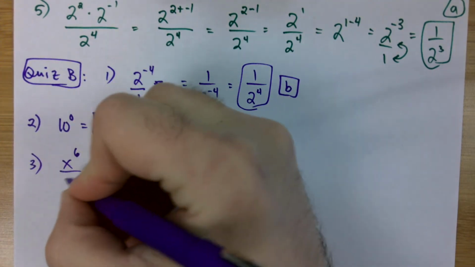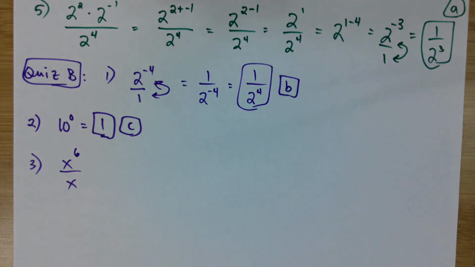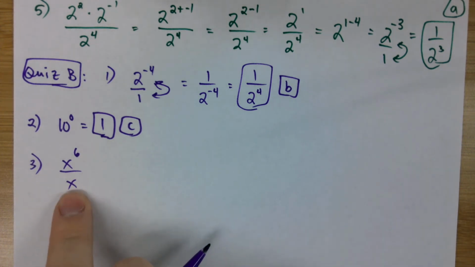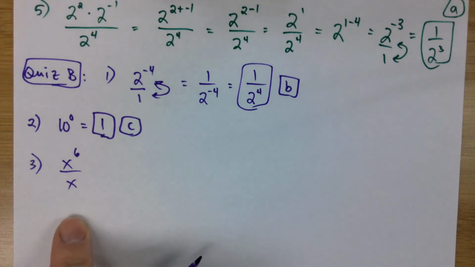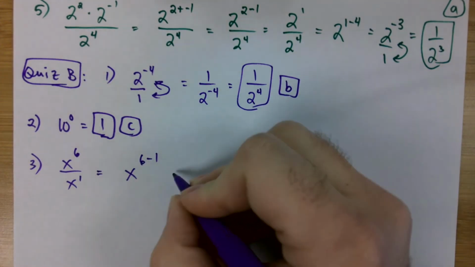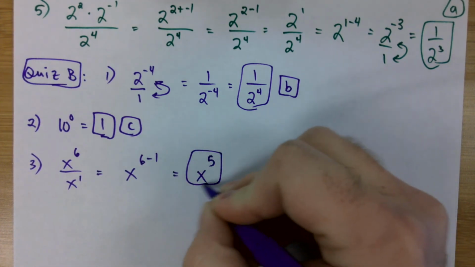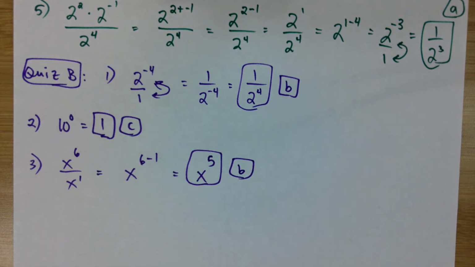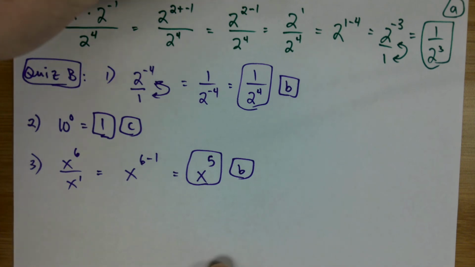Number 3, x to the 6th over x. Kind of like number 4 on quiz A. Again, the key thing about this problem, just like on quiz A, is that we have to remember this lonesome x over here has an exponent of 1. So when we use the quotient rule, we can subtract 1 from 6, giving us x to the 5th. Option B. Questions on number 3?